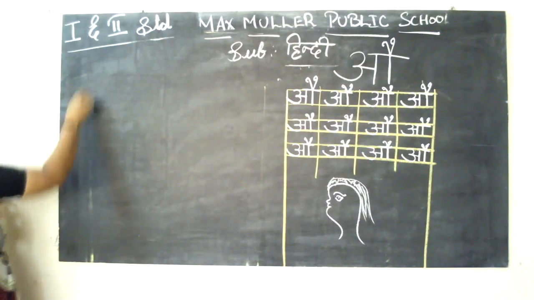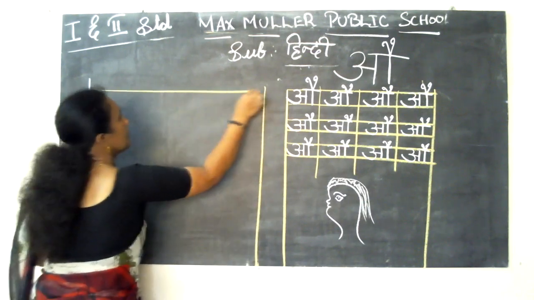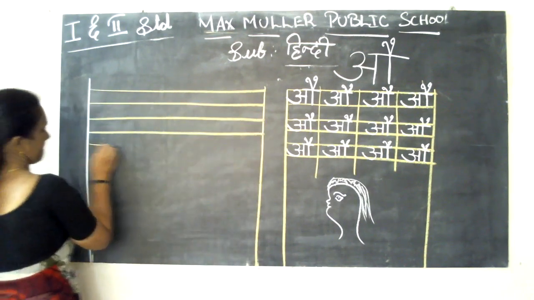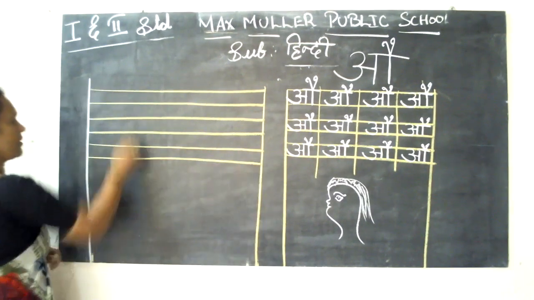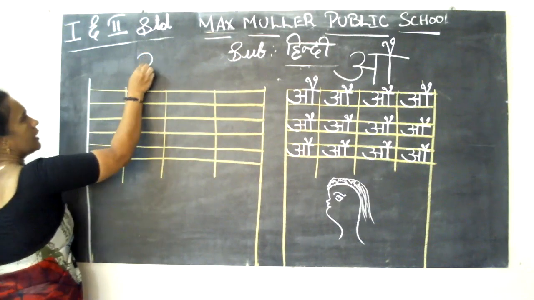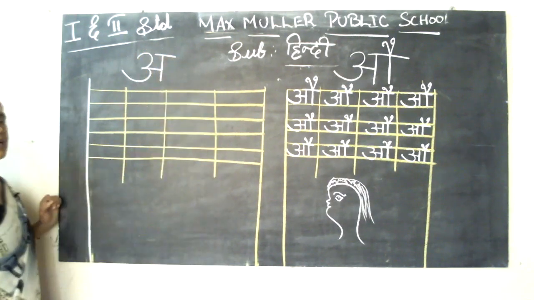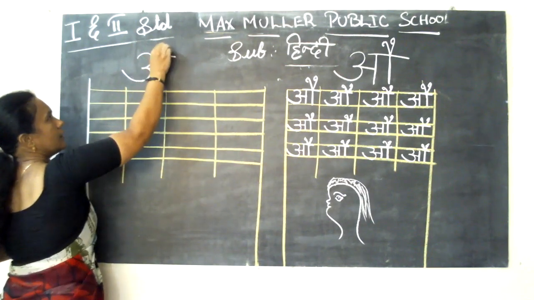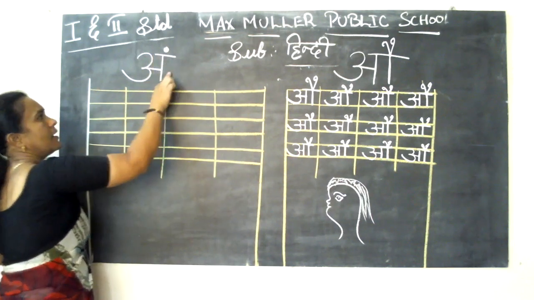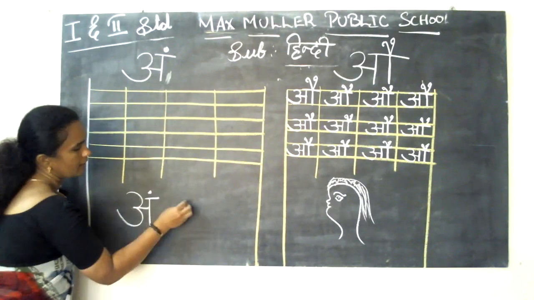Now after au, you have to write the next one. It's very easy. How to write aurat? We have to write like this. A sleeping line, standing line, again sleeping line. Above this line you have to keep the dot. Don't keep it on the side, you have to keep it up like this. Say angur. Say angur.